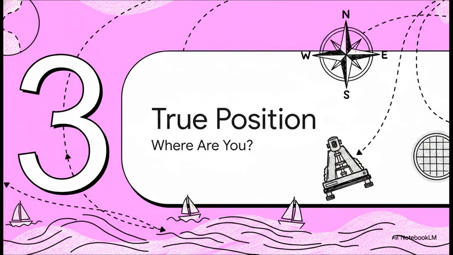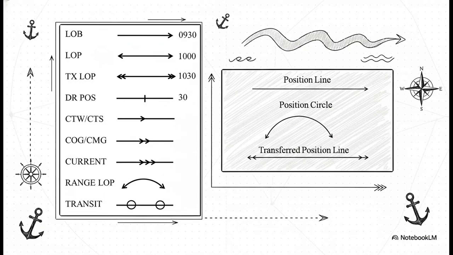Let's raise the stakes a bit. Section 3, Determining your true position. So you know how fast you're going, but how do you plot exactly where you are out there on the open water? To do this, navigators use a very specific, almost secret visual language drawn directly onto the chart.